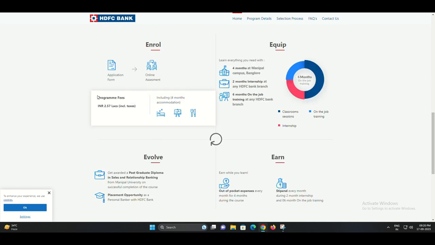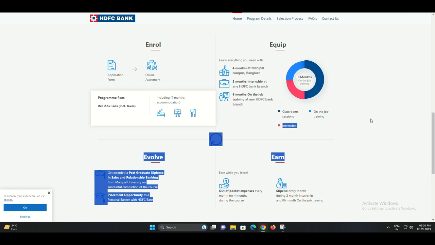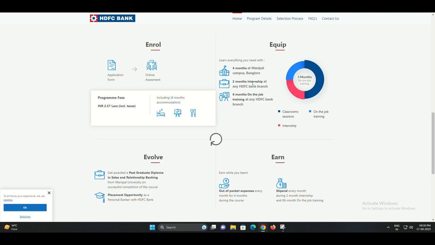Application process. To get started, you need to apply for the program through HDFC Bank's official website. Keep an eye out for application announcements. Online assessment. After a successful application, candidates go through an online assessment phase to evaluate their skills and suitability for the program. Manipal campus training, 4 months.